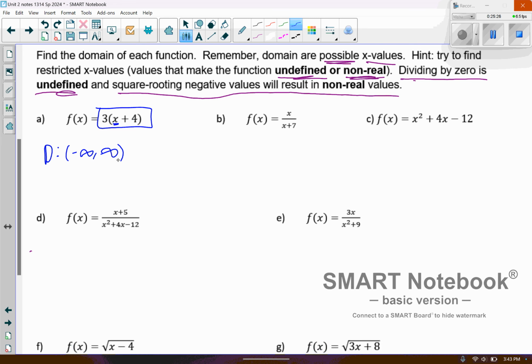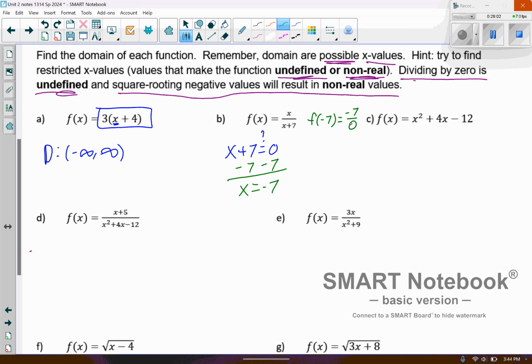Now, if you look at example B, we do have one value that cannot work. You can plug in anything you want except for this one value, and that one value is going to be -7. So what you technically want to do is, if you have a fraction, take the denominator, set it equal to 0, and solve. And so it's going to be -7. x cannot equal -7, because if you plug in f of -7, you'll get -7 divided by 0. Remember, we don't want to divide by 0.